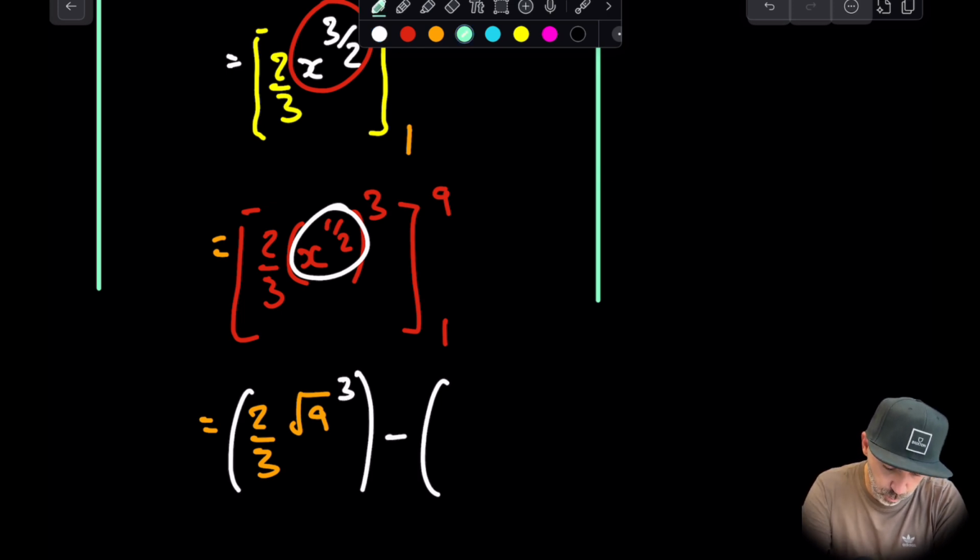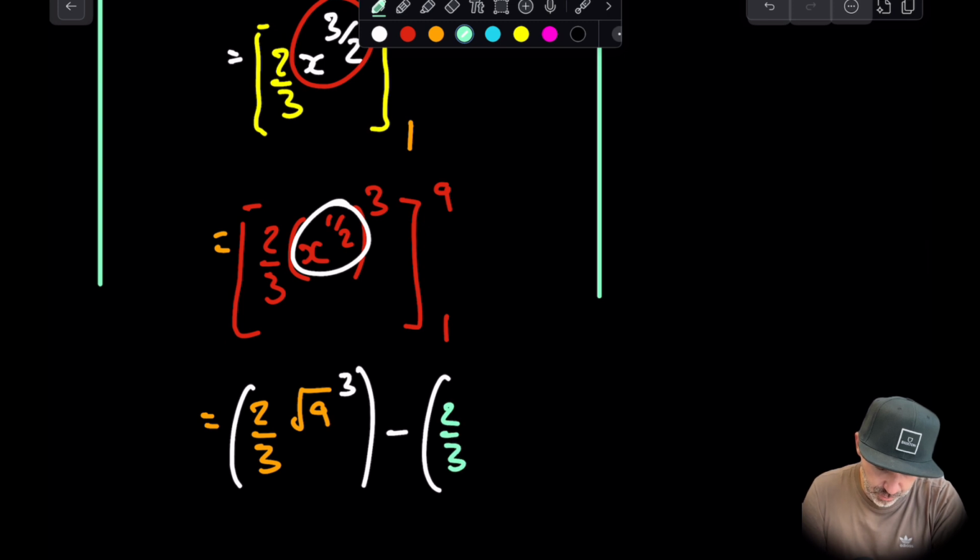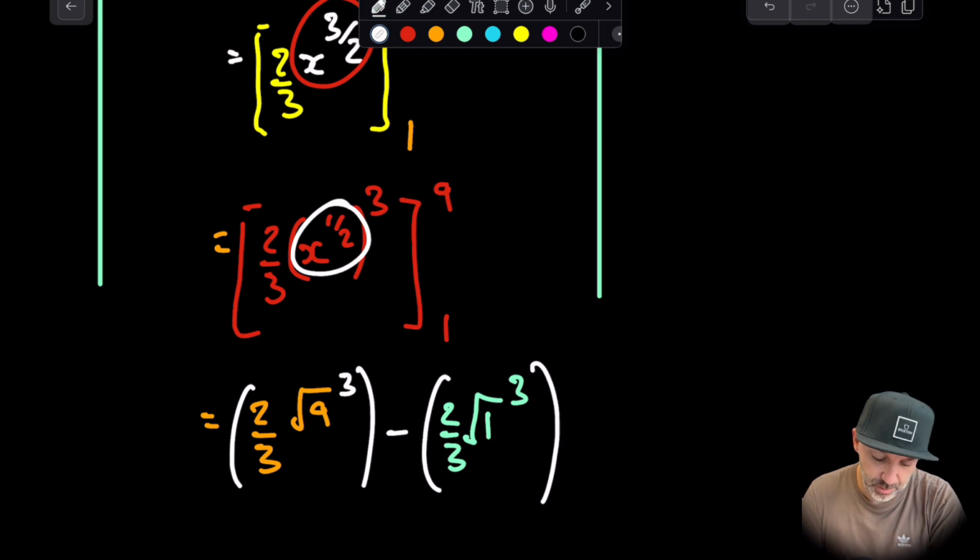Subtract, and now we want to plug 1 into this, so we have 2/3, and it'll be root 1 and then cubed, and we'll just close that off. So we're just plugging them in independently. I should be able to do this pretty easily.